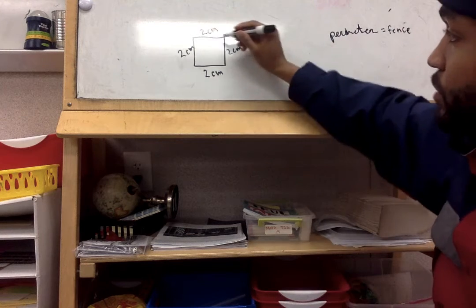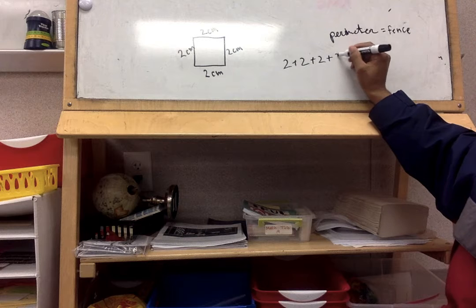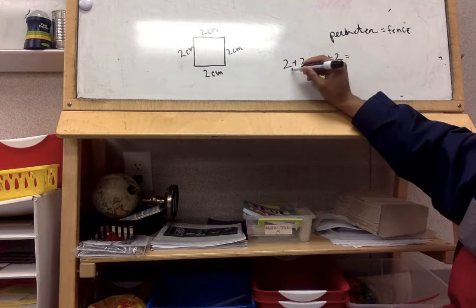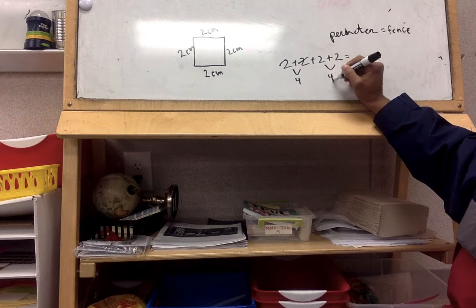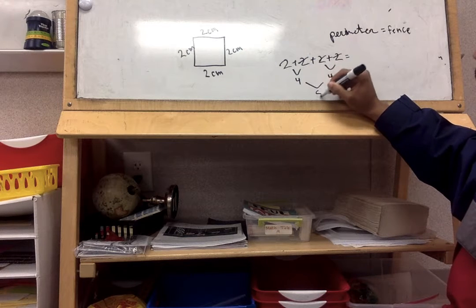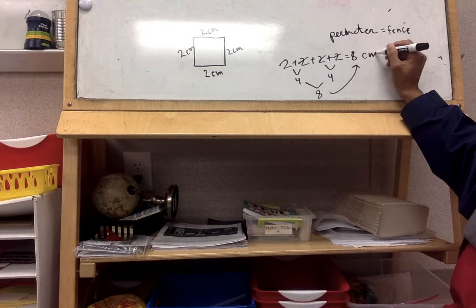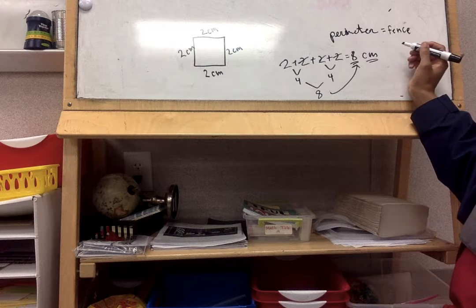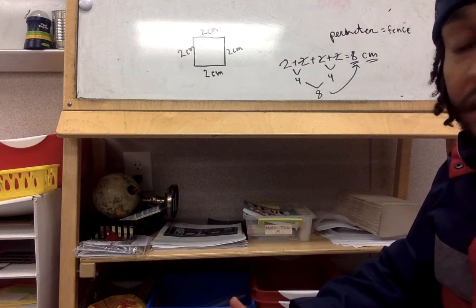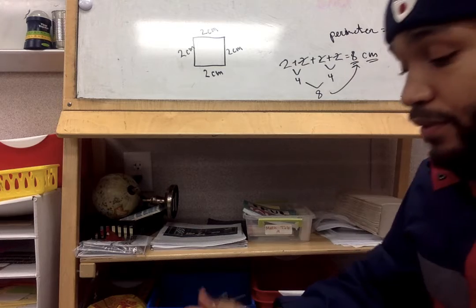So you add up all the sides. 2 plus 2 plus 2 plus 2: 2 plus 2 equals 4, 2 plus 2 equals 4, 4 plus 4 equals 8. It would be 8 centimeters. 8 is the quantity, the amount. Centimeters, the units. When we're being specific, we always want to include the quantities and the units.